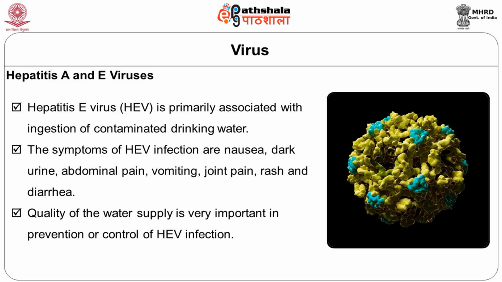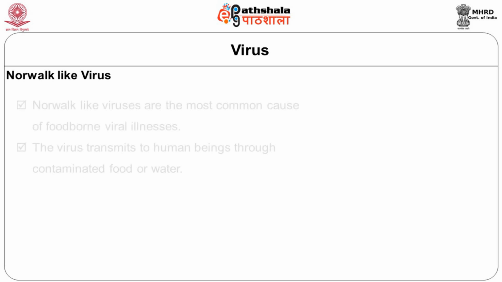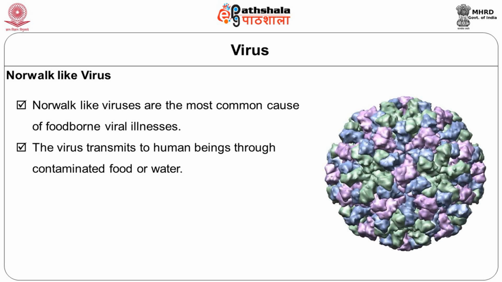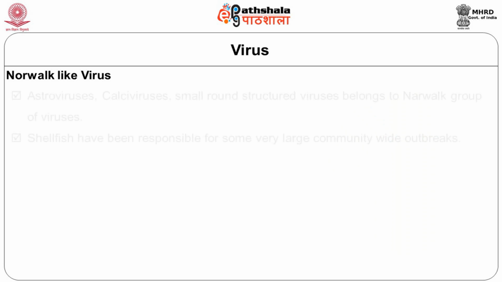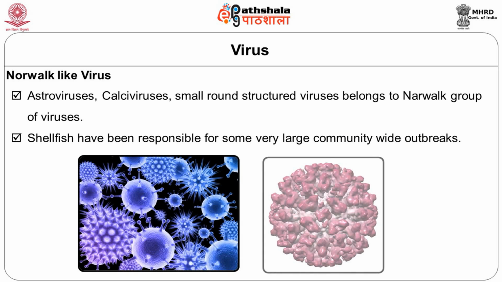Now we try to understand what the Norwalk-like virus is. Actually, Norwalk is a place in the USA, since that disease was first observed in that particular community. That's why they kept the name Norwalk, but now it's called norovirus. They are the most common cause of foodborne viral illnesses. The virus transmits to human beings through contaminated food or water. The virus can occur in vomit as well as feces, and hence may spread through aerosol droplets also.